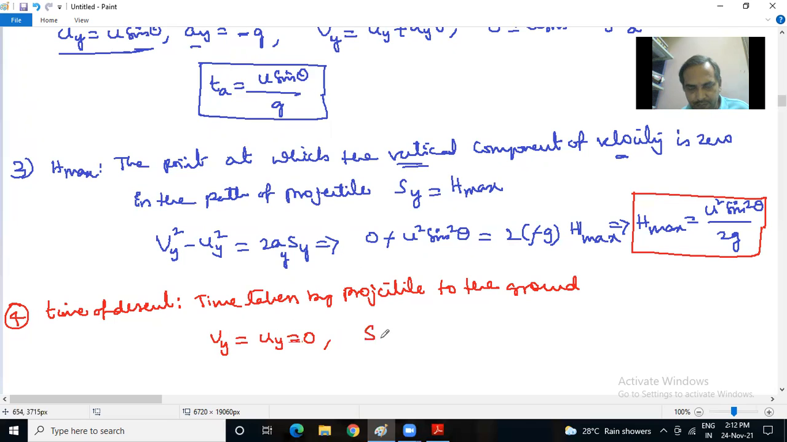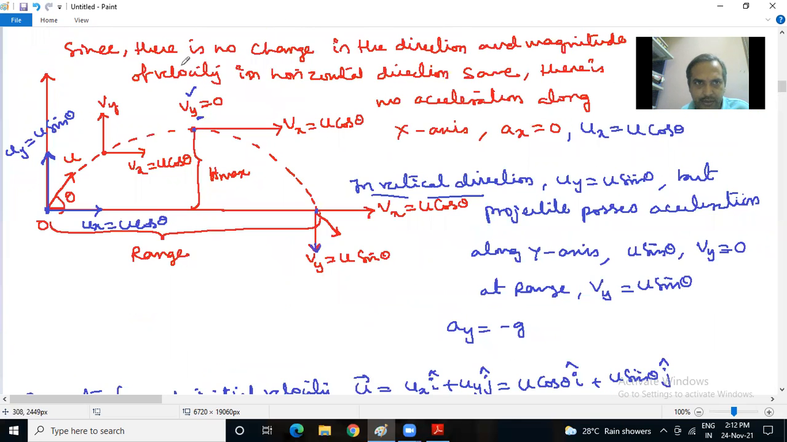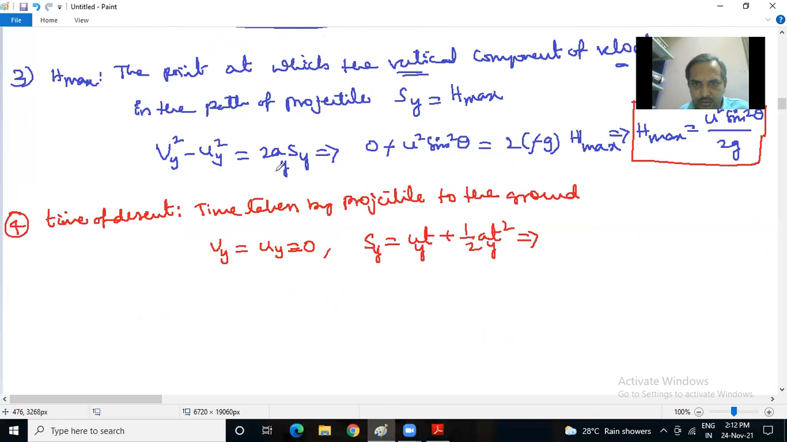Now let us make use of equation s equal to ut plus half at square in vertical direction. So this will be sy, uy and ay. Since it is moving in the downward direction after it reaches maximum height, here uy will be 0. So moving downwards, this will be minus h max, uy is 0, minus half g, this is going to be TD square, time of descent. So minus will be cancelled both sides.